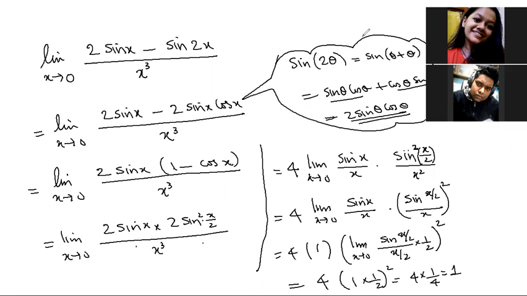Sir, I didn't understand how 1 minus cos x came. If I take what is common here, 2 sin x. ये 2 sin x को बाहर निकालेगा तो बाकी अंदर इसके जगह पे 1 आएगा और इसके जगह पे cos x आएगा.